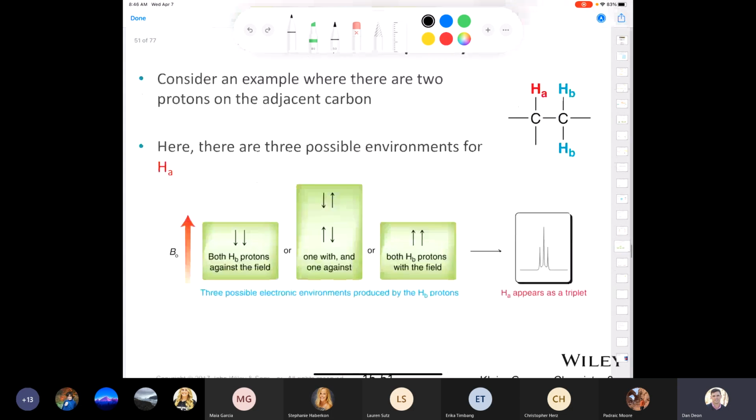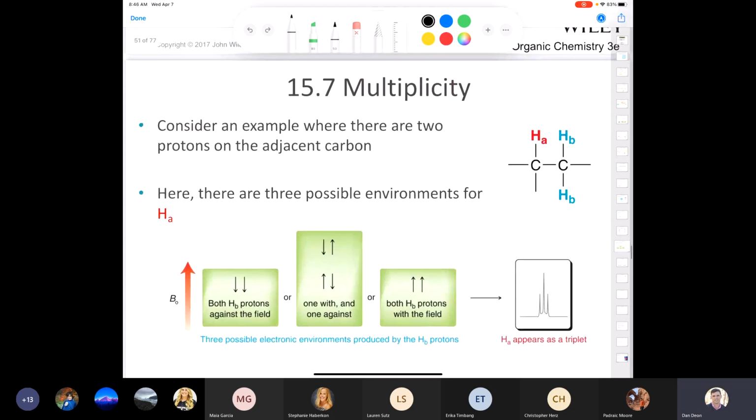Don't believe me? Take a look at this HA. This HA has two neighbors, right? It's got two HBs. If we use the N+1 rule, neighbor plus 1, well, we got two neighbors. 2 plus 1 equals 3, and therefore we end up with a triplet, which is great. And the N+1 rule will be applied a lot of the time by you.